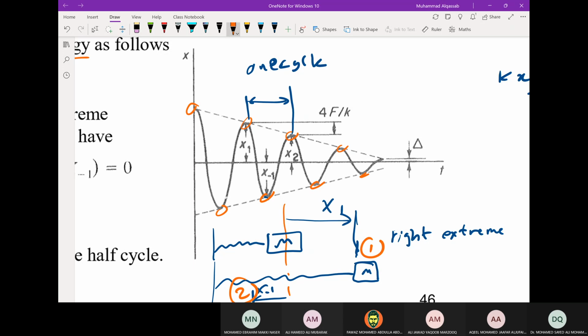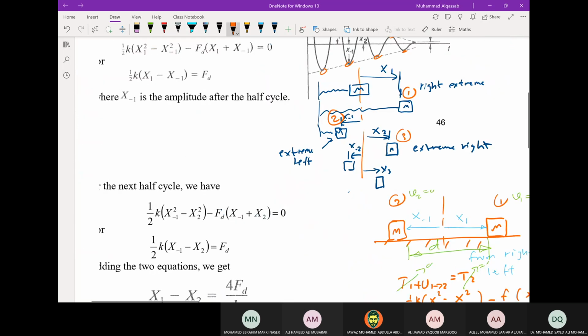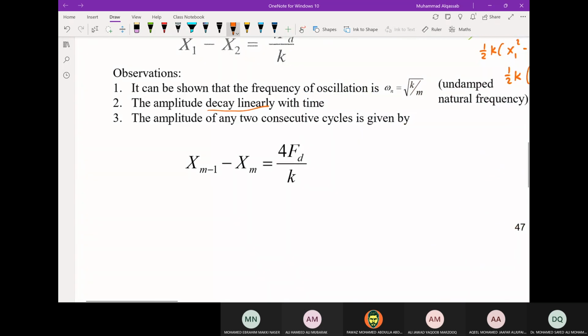In viscous damping, the decay was exponential. This is linear decay. And the difference of amplitude of any two consecutive cycles is given by x of m minus 1 minus x of m equal to 4 F over k, where F is the friction force, equal to 4 mu N over k, with m equal to 1, 2, and so on, which is the cycle number.